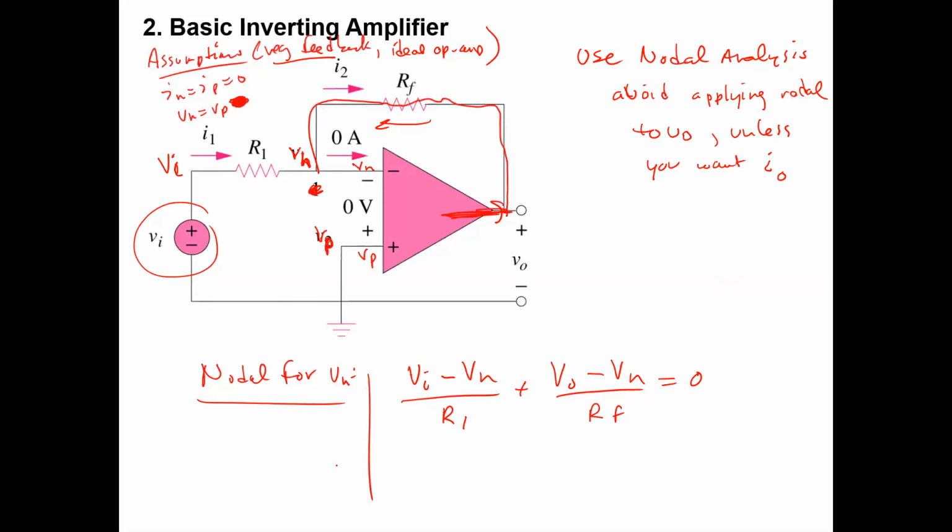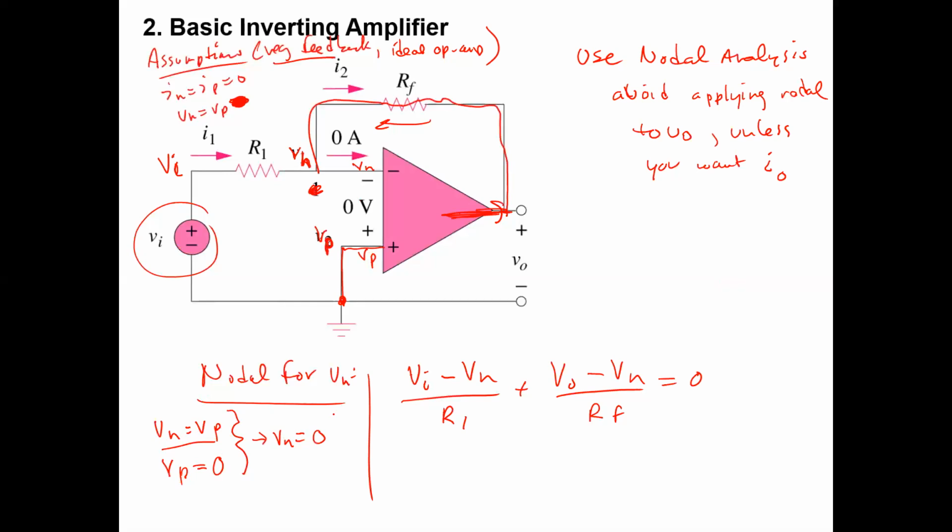But what we do know is that VN equals VP, and we know that VP equals what? In this particular circuit, what does VP equal? Yeah, VP is attached to ground. So because Vn equals Vp because of negative feedback, and Vp is attached to ground, Vn is going to be anchored to ground there, right? So this implies that Vn is going to equal 0.